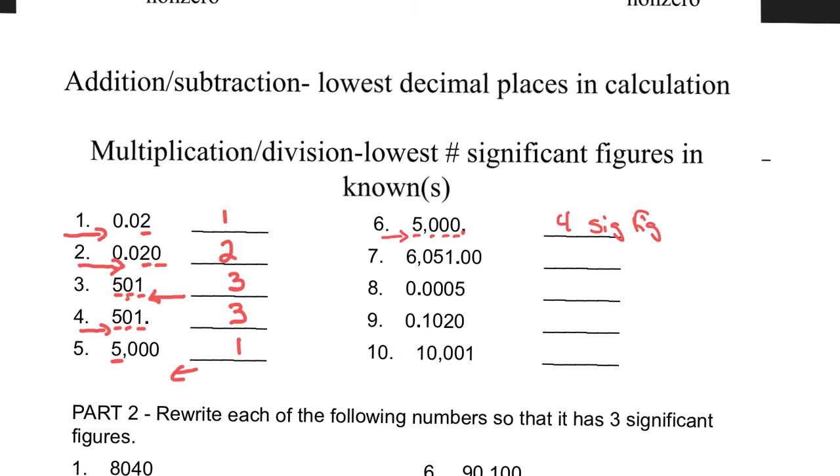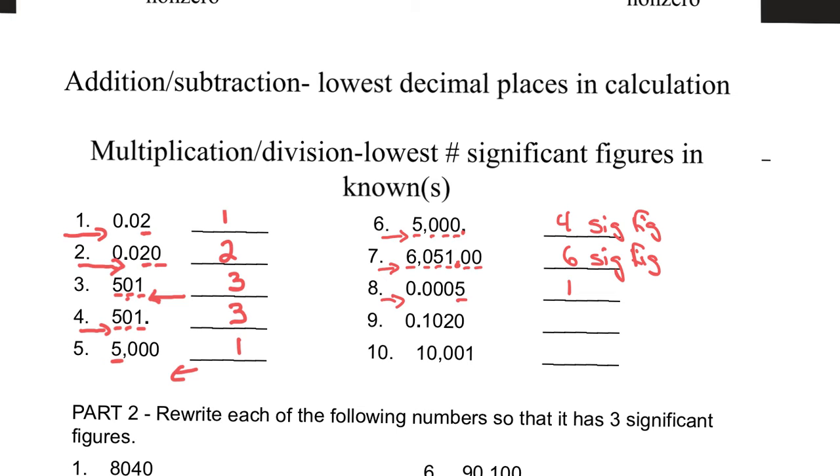Let's do number 7. Decimal is present. Start from the Pacific, first non-zero number, count till I run out. 6 significant figures. Number 8, decimal is present. Start from the left. My first non-zero number is a 5, so it has 1 significant figure.